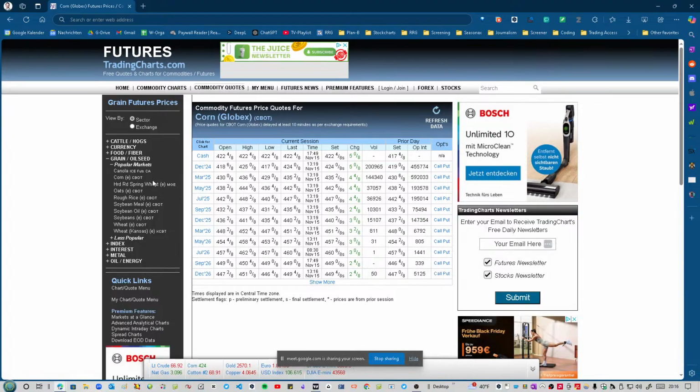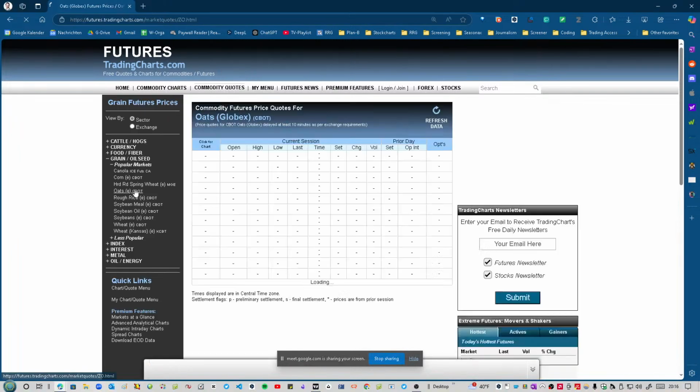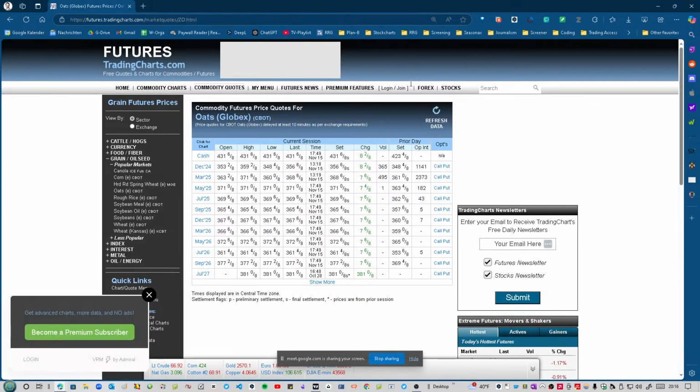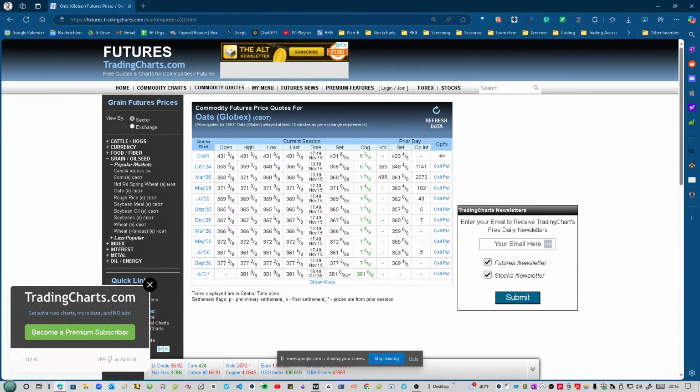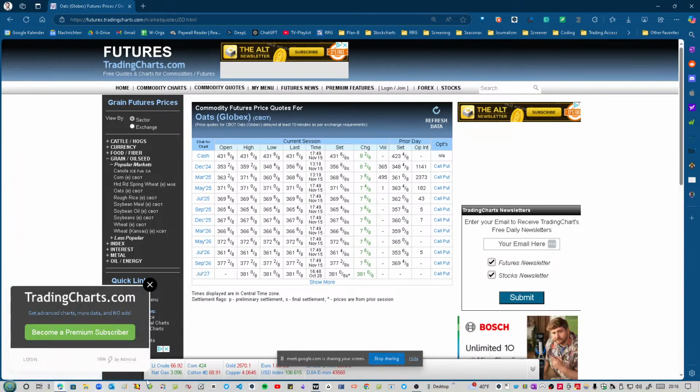So here's the term structure again for these commodities, and that's also something we can look at again next week.